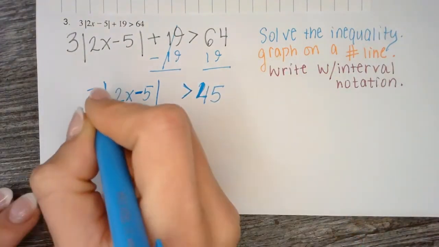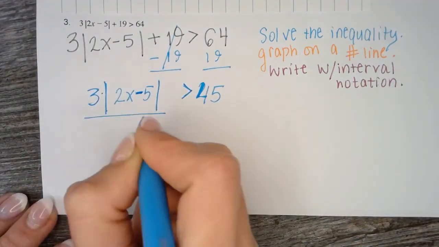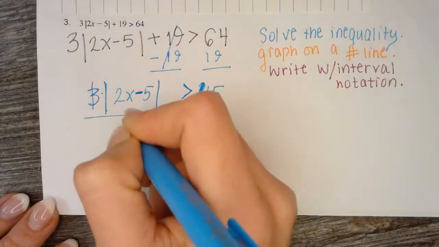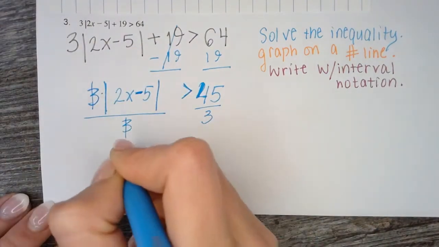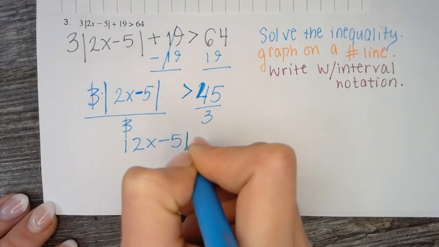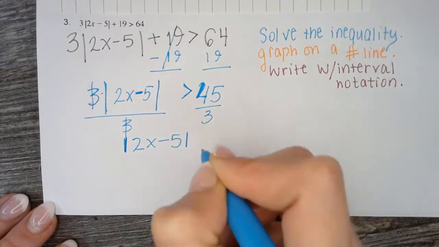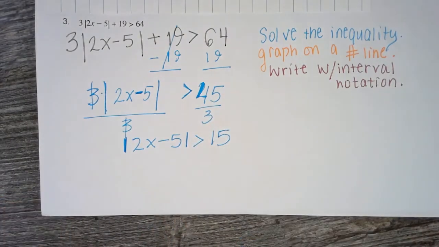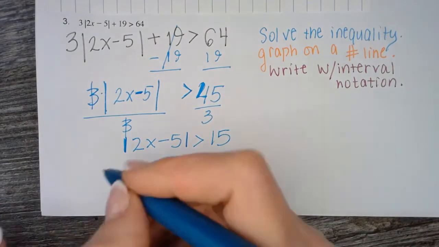Next step, since we just said this is attached with multiplication, we want to isolate the absolute value. We're going to divide by 3. So this and this reduce down to 1. We are left with 2x minus 5 inside our absolute value bars is greater than 15. Next, we are setting up our 2 inequalities.